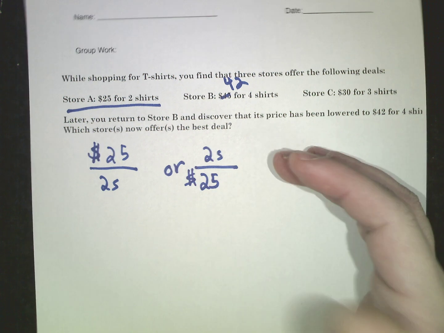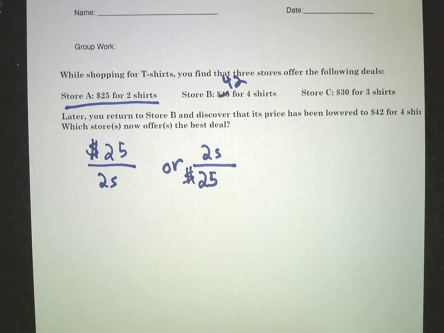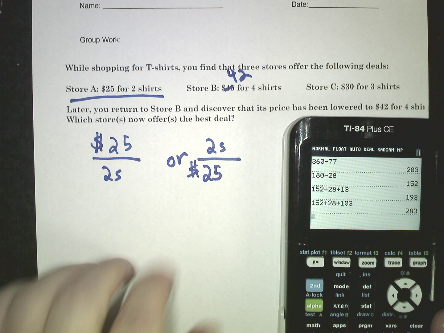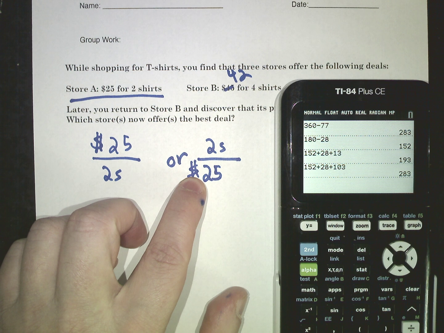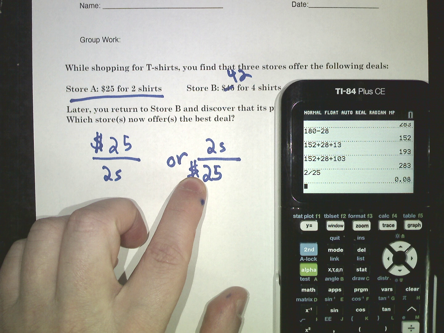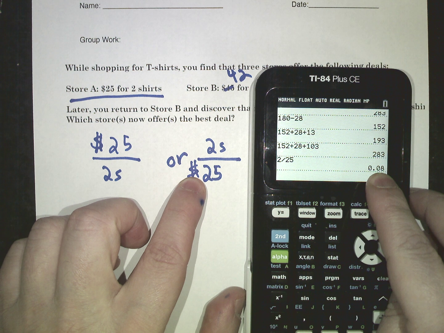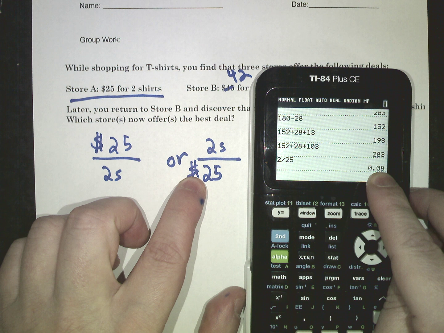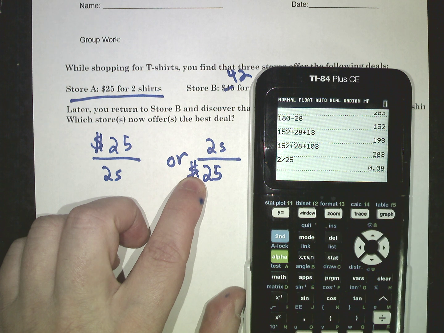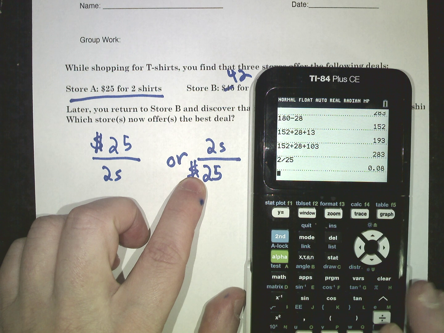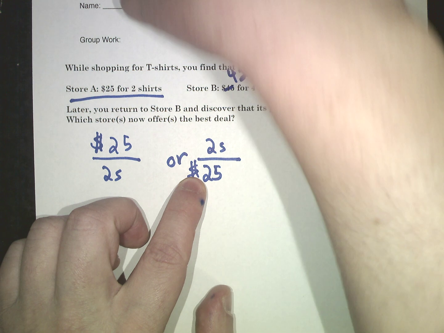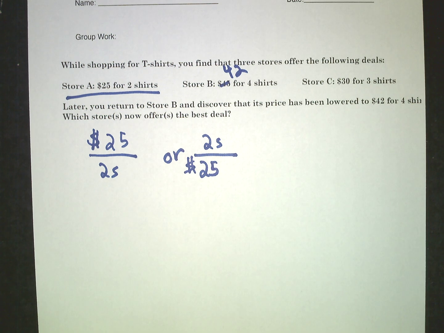Because 2 divided by 25 is the wrong one. Sometimes this is the right one, but in this case it's the wrong one. You get 2 divided by 25, which is telling me I get 0.08 shirts per dollar. I don't care about 0.08 shirts. That might not even be a sleeve on the shirt. So that doesn't make sense.